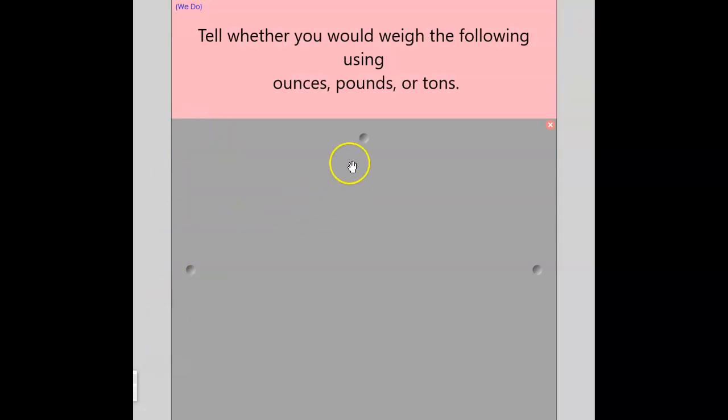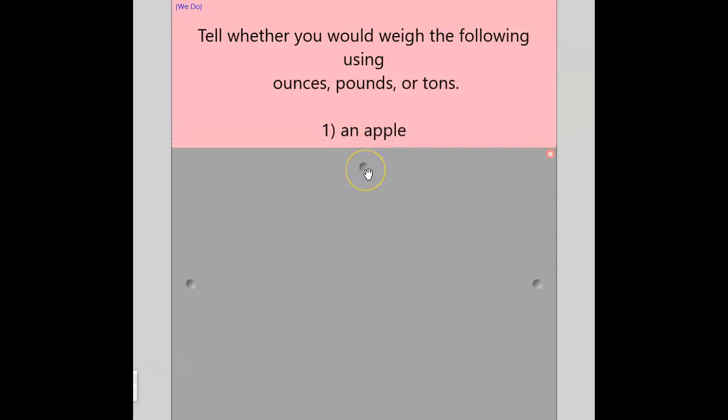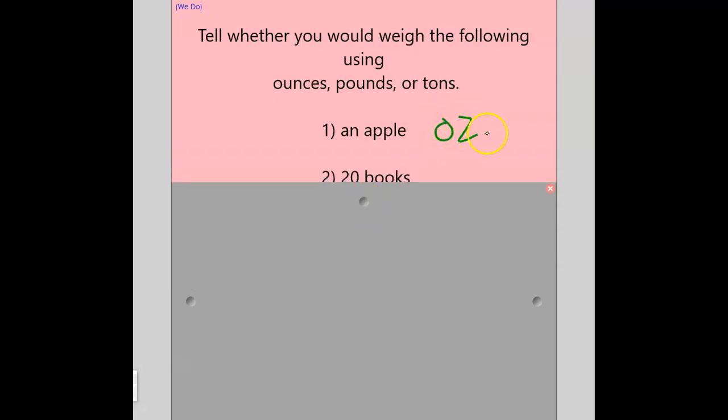All right, would you measure the following thing with ounces, pounds, or tons? An apple. Awesome. An apple would be measured in ounces. 20 books. Good. 20 books would be in pounds. Tons would be way too heavy. 20 books is not the same weight as a car, and ounces is way too light.